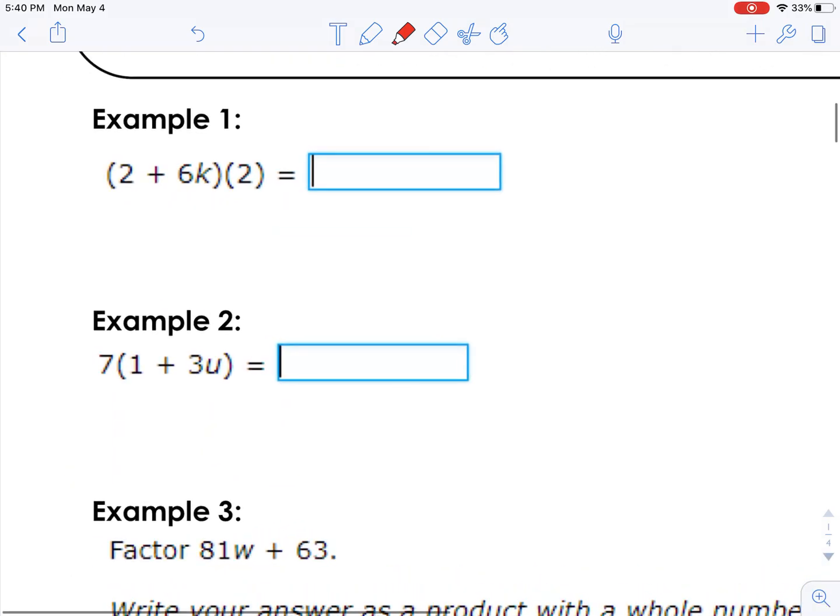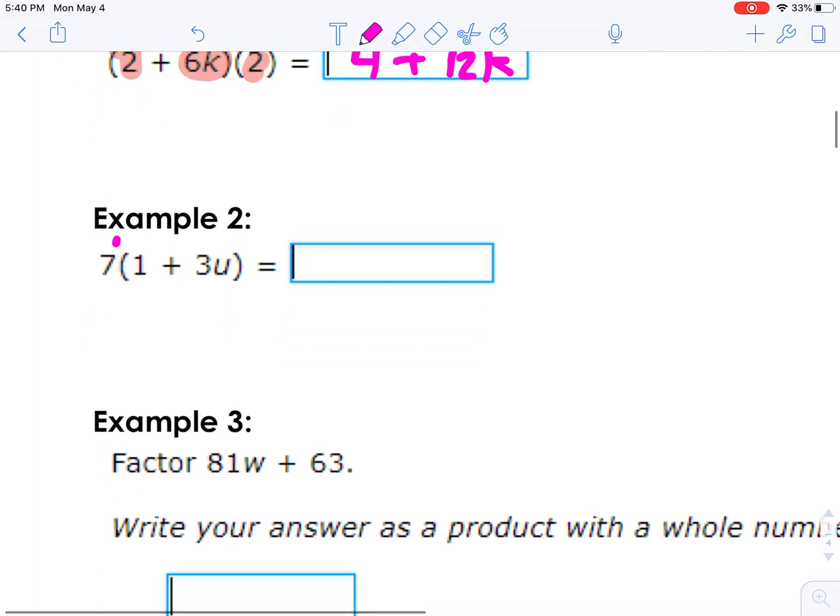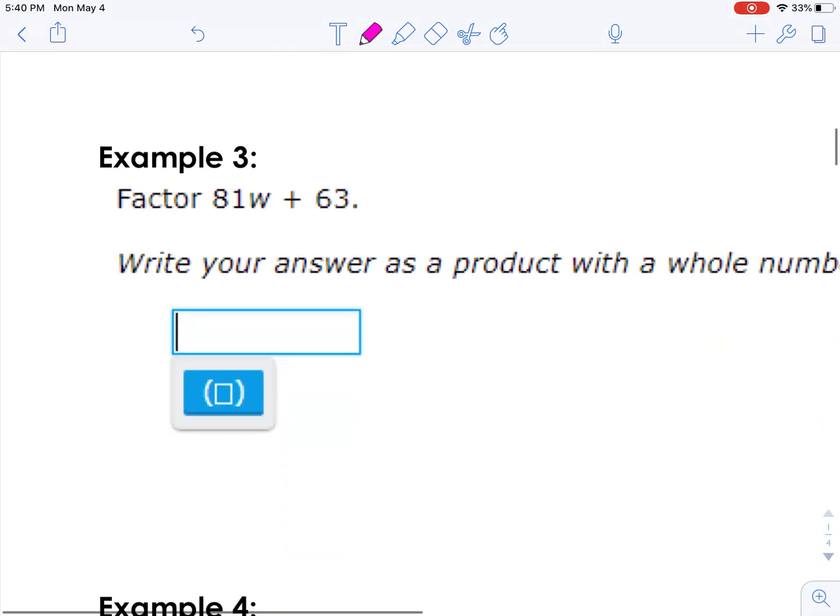Starting off in the IXL, it's going to be very similar to what we did on Friday, where we're going to be distributing, which means we multiply. So 2 times 2 is 4, and then 2 times 6k is positive 12k. In our next example, we're going to distribute: 7 times 1 is 7, and then 7 times 3u is positive 21u.